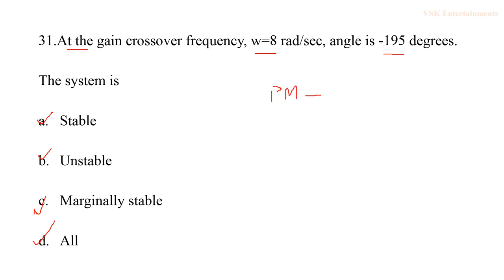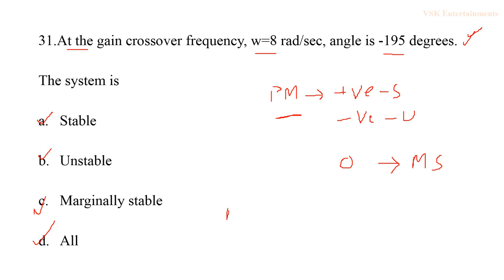That is, if phase margin is positive, then we can conclude that given system is stable system. Similarly, if phase margin is negative, we can conclude that system is unstable system. If phase margin is zero, then we can conclude that given system is marginally stable system. So by finding the phase margin, we can conclude the type of the system regarding this data.